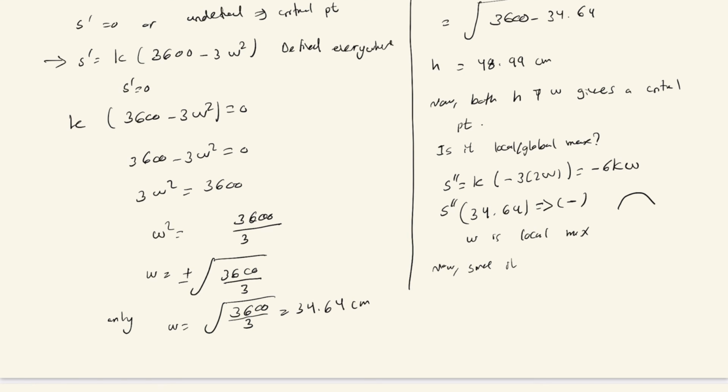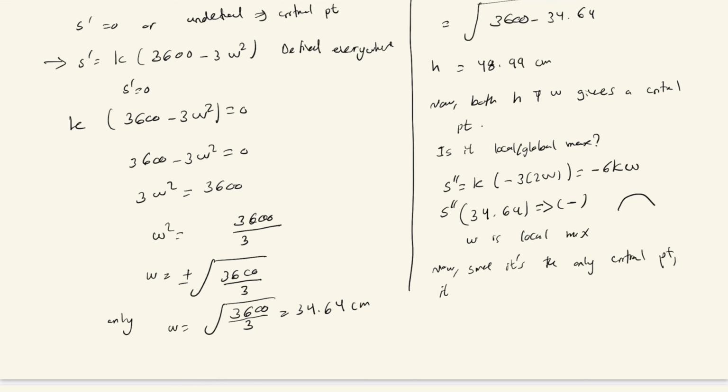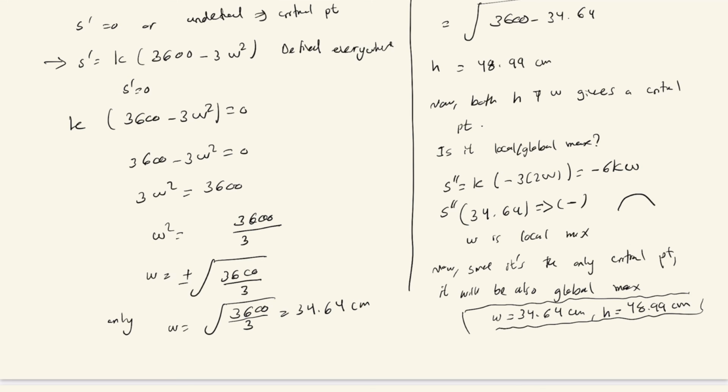Now note, since we only have one critical point of the function and it is a local maximum, therefore it's going to be the global maximum. So W again is going to be 34.64 centimeters, and H is going to be 48.99 centimeters. These two values are going to maximize the strength function.